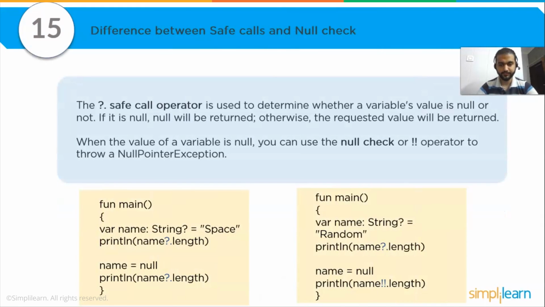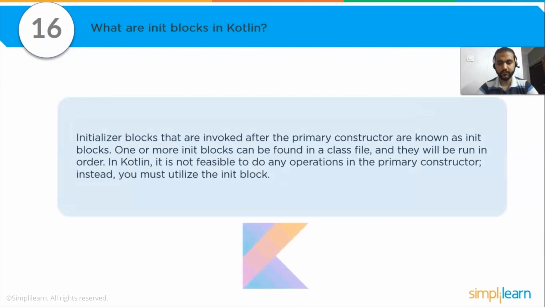Now let's have a look at the 15th question, which is difference between safe calls and null check. Safe call operator is used to determine whether a variable's value is null or not. If it is null, null will be returned. Otherwise, the requested value will be returned. On the other hand, when the value of the variable is null, you can use the null check operator to throw a null pointer exception. So this is the difference between safe call and null check. Now coming to the 16th question, which is what are init blocks in Kotlin?